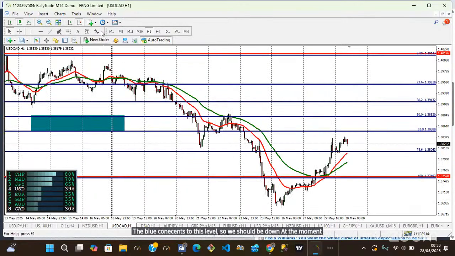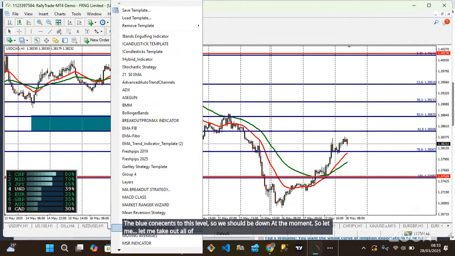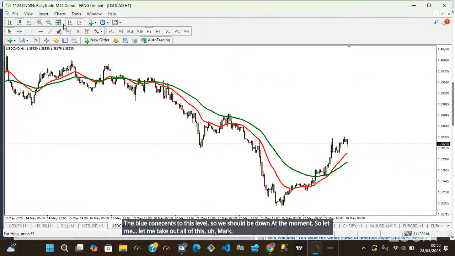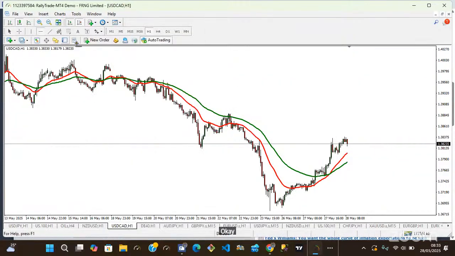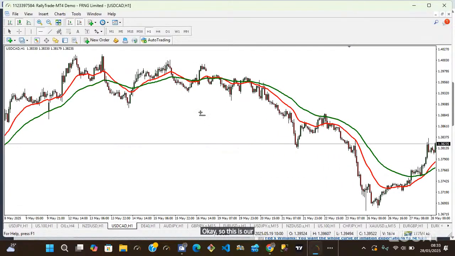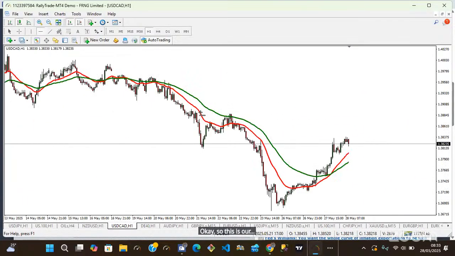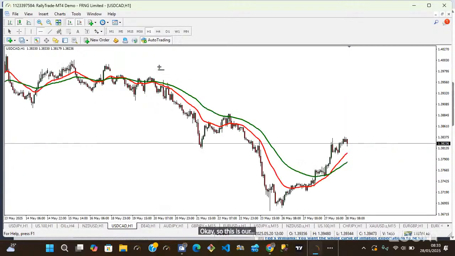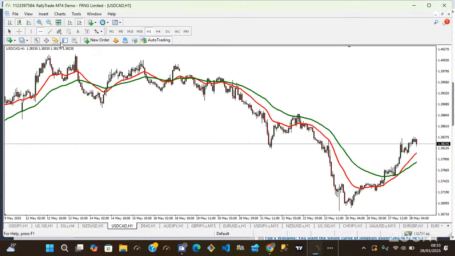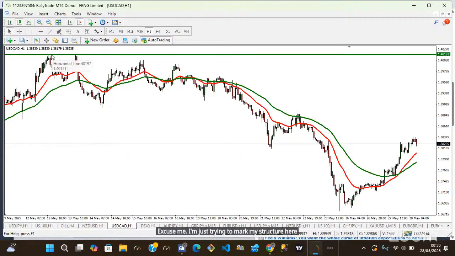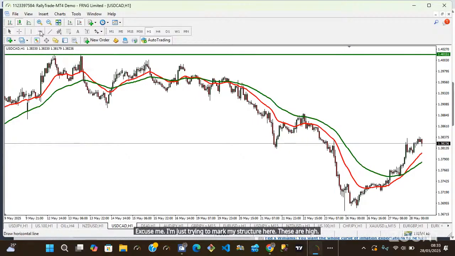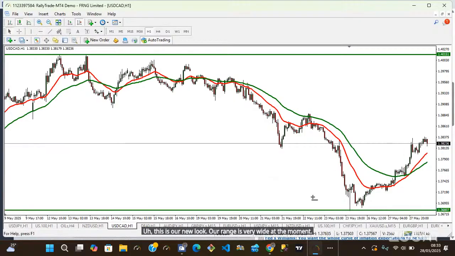So let me take out all of this mark. Okay, so this is our, excuse me, I'm just trying to mark my structure here. This is our high, this is our new low. Our range is very wide at the moment, like very wide.